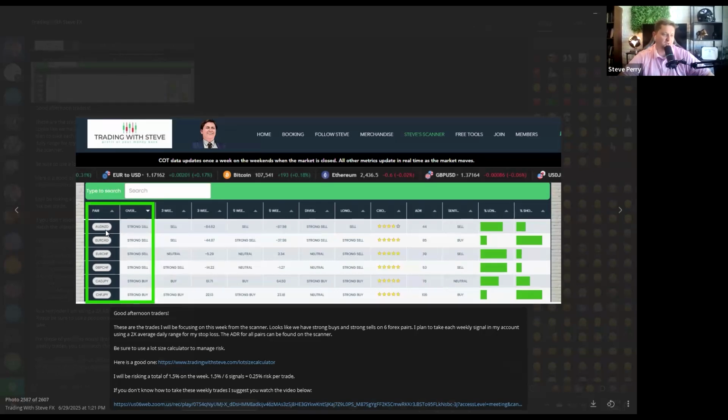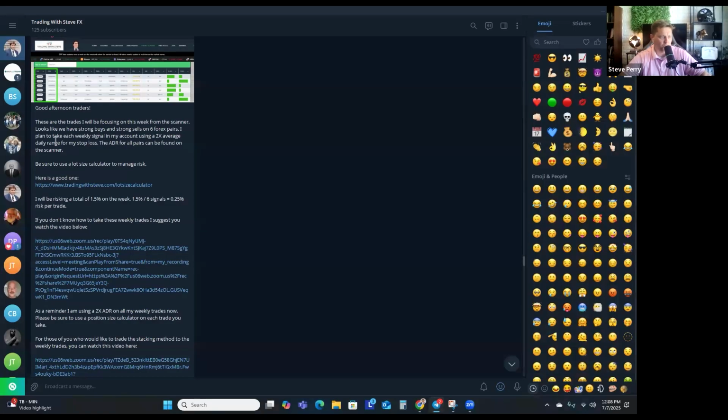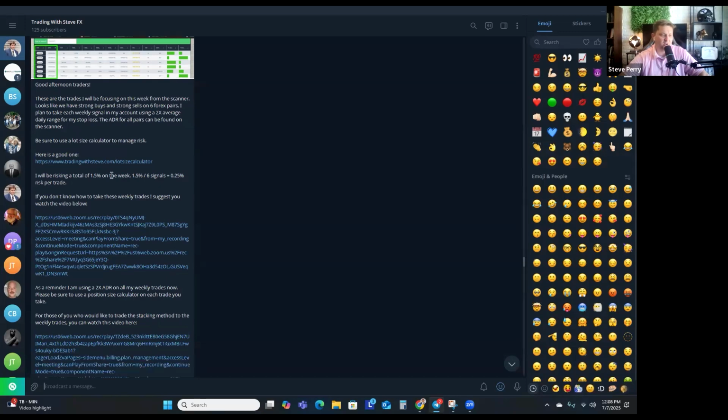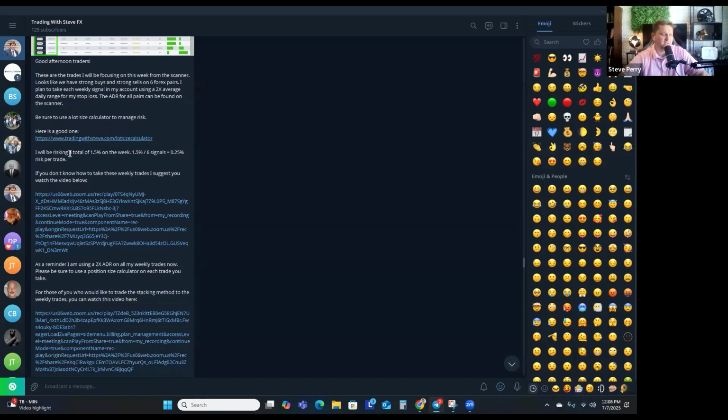It's like, hey, here's the Aussie Kiwi, we're selling it. Here's the Euro CAD, we're selling. We're buying the CAD yen and buying the franc yen. All that stuff's very, very clear in this particular picture. Right. And there's some other information. There's links to the lot size calculator. I'm telling you about how I'm going to manage risk.